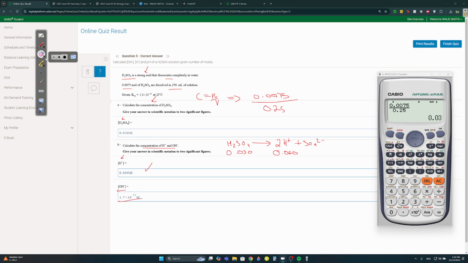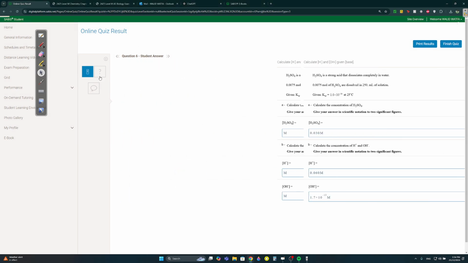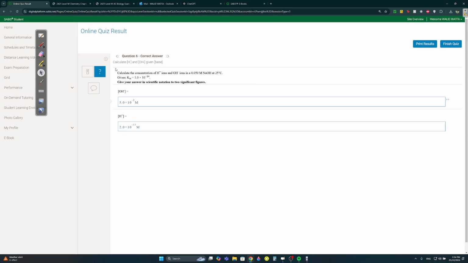By the way, I don't know if you realize, but all of them are the same numbers. All the concentrations I'm dividing 10 to the power minus 14 by are either 0.03 or 0.06. I don't know why.